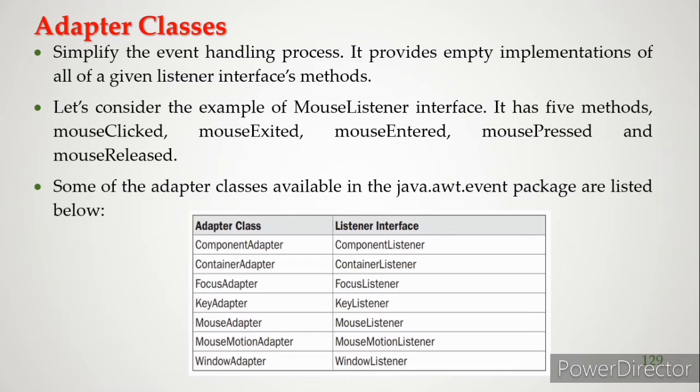We can define a new class to act as an event listener by extending one of the adapter classes, and we can implement only those methods which we are interested in. One advantage of adapter classes is that they save code and simplify the event handling process. Some of the event adapter classes available in Java are these, and they are defined in the java.awt.event package.